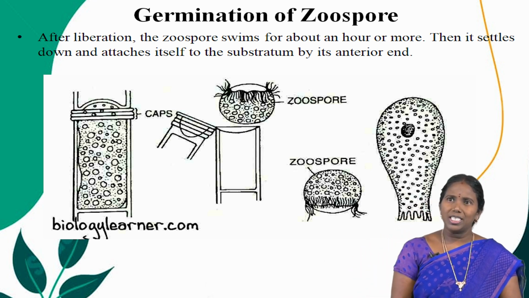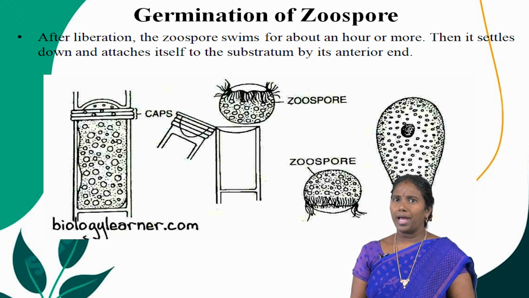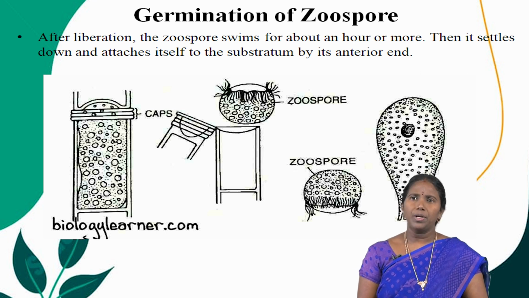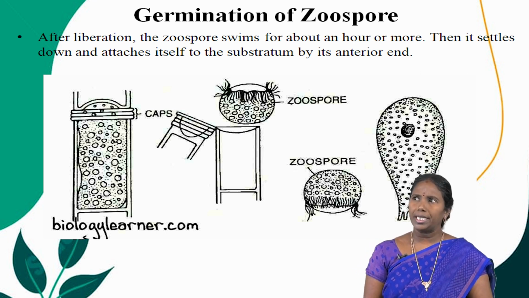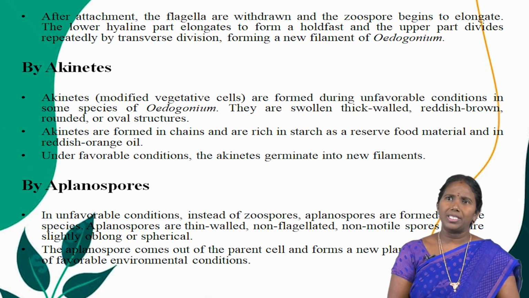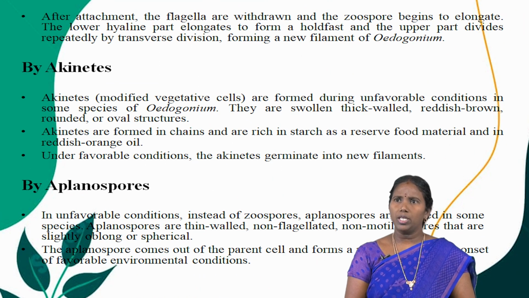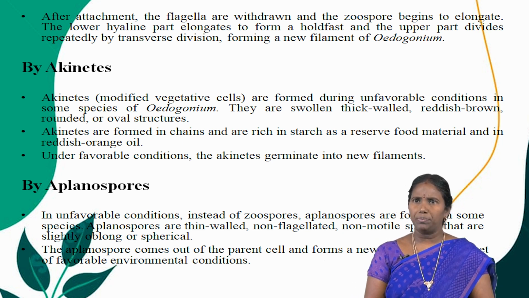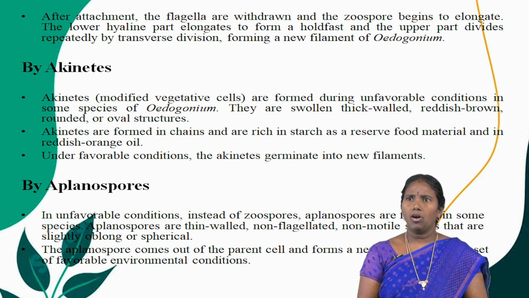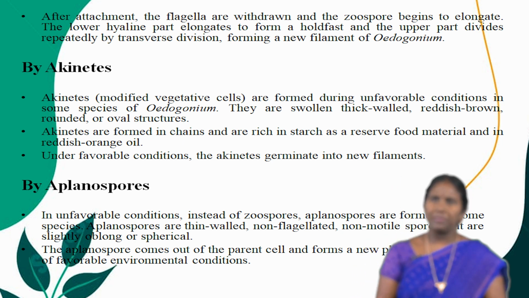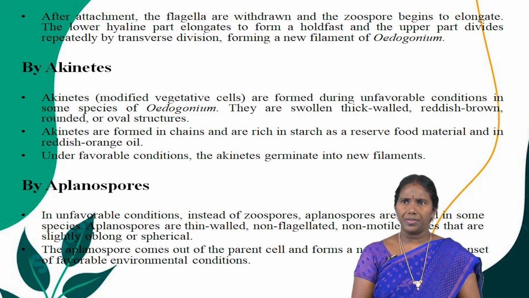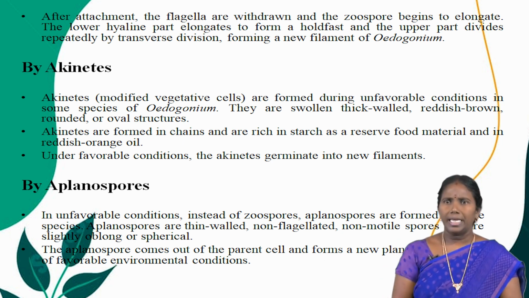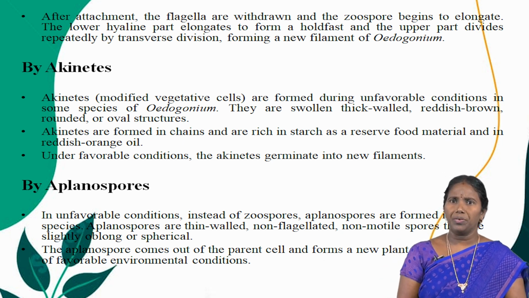After liberation, the zoospore swims about for an hour or more. Then it settles down and attaches itself to the substratum by its anterior end. After attachment, the flagella are withdrawn and the zoospore begins to elongate. The lower hyaline part elongates to form a holdfast, and the upper part divides repeatedly by transverse division, forming a new filament of Oedogonium.